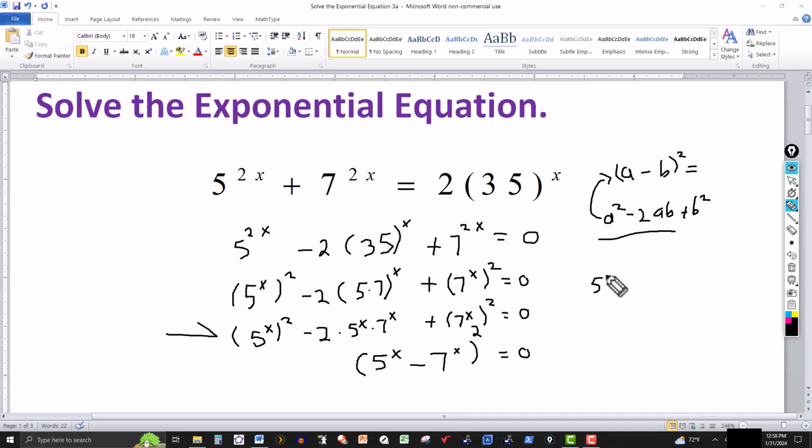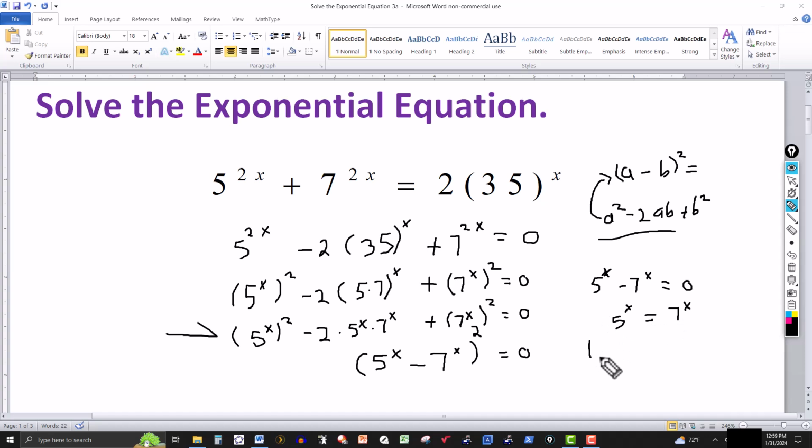Since we have a square on the left side, it gives me 5 to the x minus 7 to the x. And the square root of 0 is 0. Then adding 7 to the x to both sides, I get 5 to the x equals 7 to the x. Now from here you should be able to figure the answer, but let's say you didn't see it. Normally we have an exponential on one side isolated, another one on the other side. We just take the natural log or log of both sides.